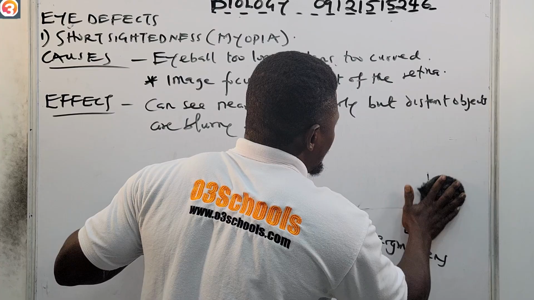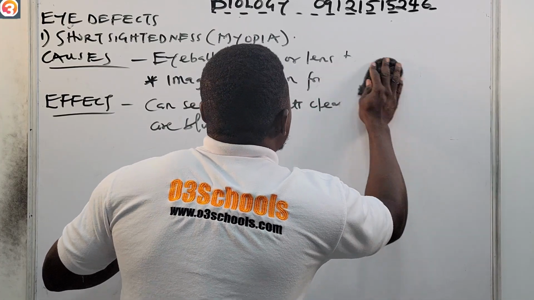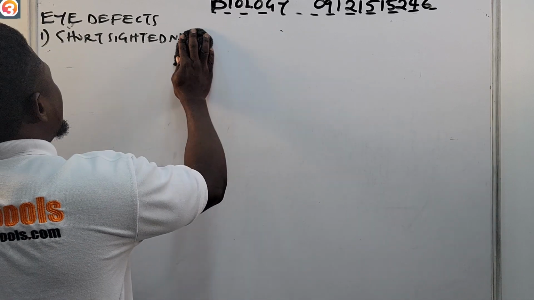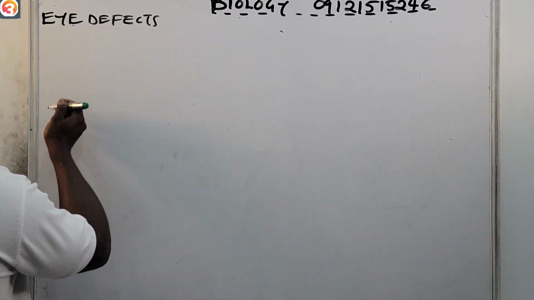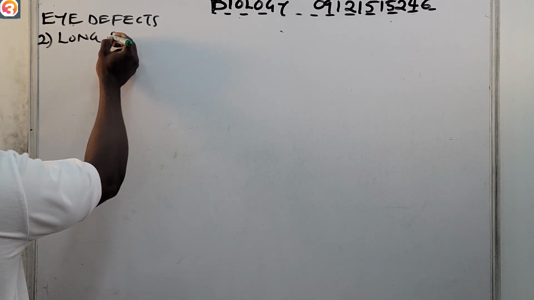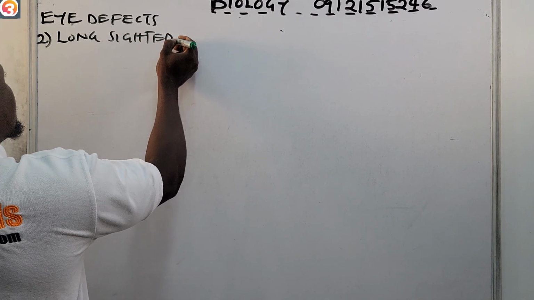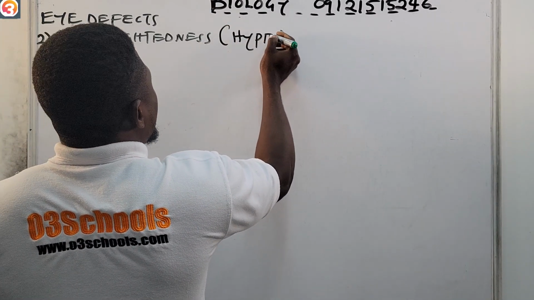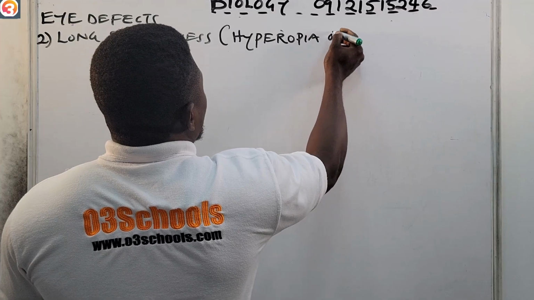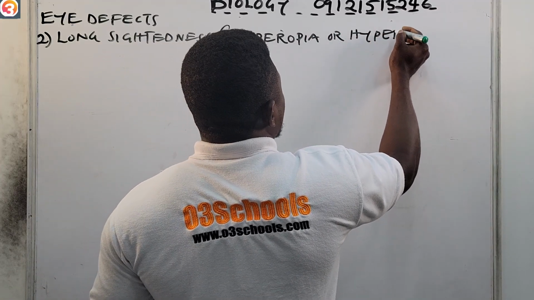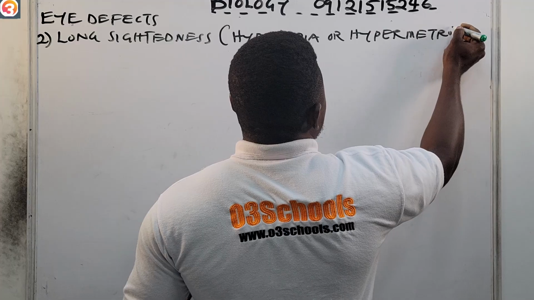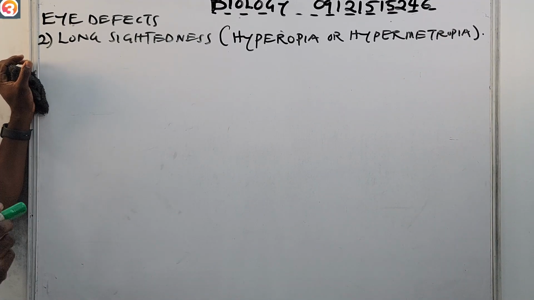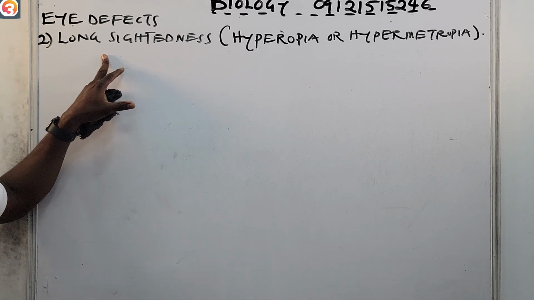Let us now go to the second one, hypermetropia, which is long-sightedness. Eye defect number 2. It is called hypermetropia or hyperopia. You can write any of those or long-sightedness.